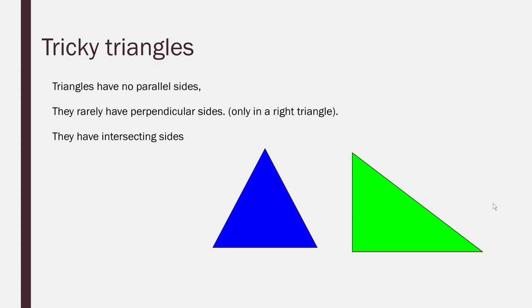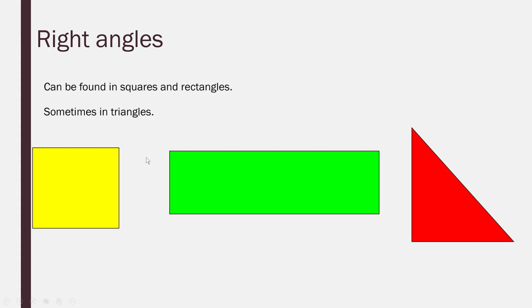So remember, triangles do not have any parallel sides. All of the sides will meet, okay? They will meet at a corner. They do not have perpendicular sides in general, except for right triangles. Right triangles will have perpendicular sides. They will have one set of perpendicular sides. All triangles have intersecting sides. They will have three sets of intersecting sides, okay? Then you have right angles. And right angles can be seen in right triangles, only in the right triangle, and then you can see them in squares and rectangles.